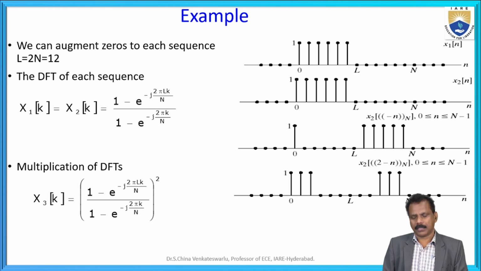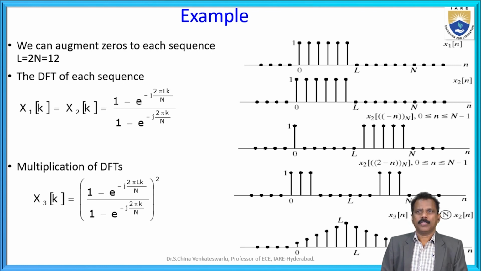Manually we will try to evaluate, we will compute. We can augment 0 to each sequence where L is 2 and N is 12. How they are computing, how they are the DFT of each sequence, and after that the conclusion of the discrete Fourier transform. Okay, like this, finally the circular convolution will appear like this: n versus x3 of n is equal to x1 of n circular convolution x2 of n.